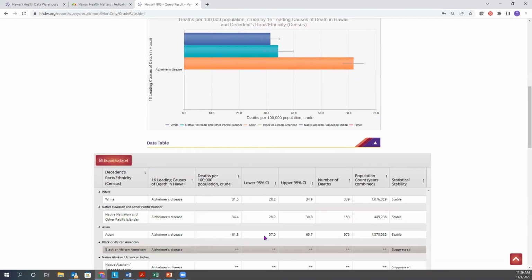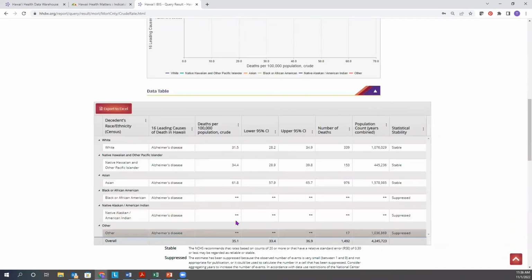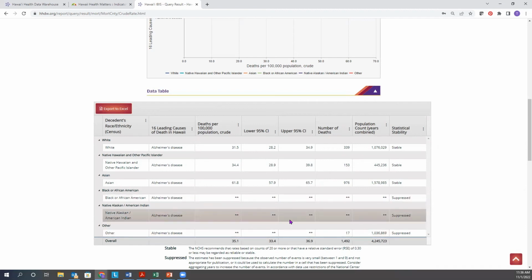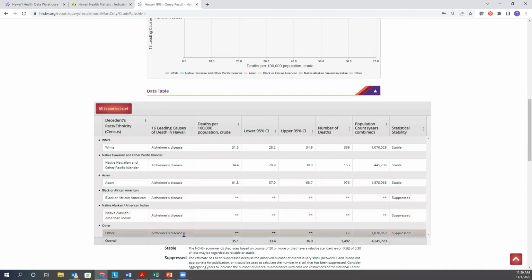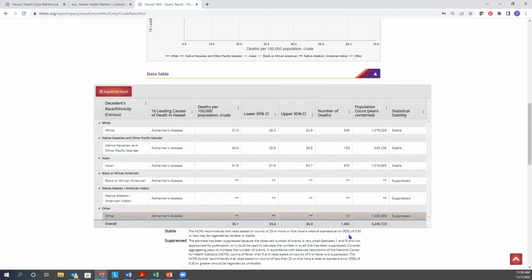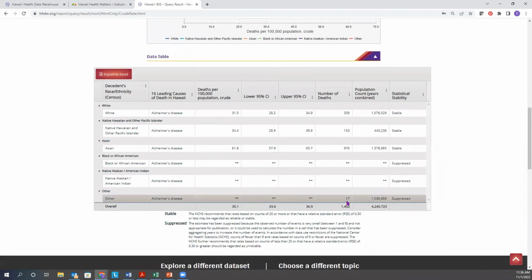And we can see here that these estimates for these populations have been suppressed. That means within that time period, there were fewer than 10 deaths. It was between 1 and 9 in these populations. So we cannot give an accurate estimate. I see here, though, in others that it was 17. So we know the count, the number of deaths, but we have to have at least 20 in order to be able to calculate a reliable estimate.